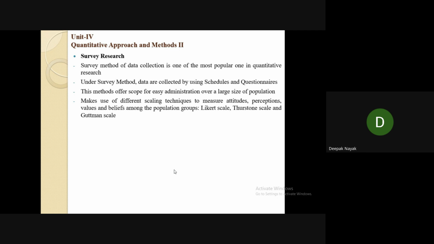Before discussing this, let me discuss some fundamental things of research so that it is easier to understand these scaling techniques. These are a bit more technical than other things. I will be discussing them later on for you. If I forget, then please remind me. We will be discussing them in the next classes.